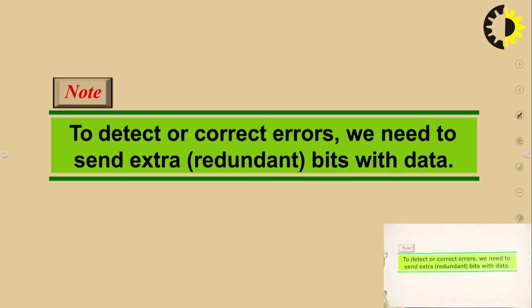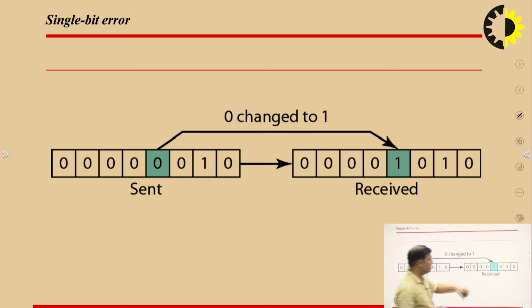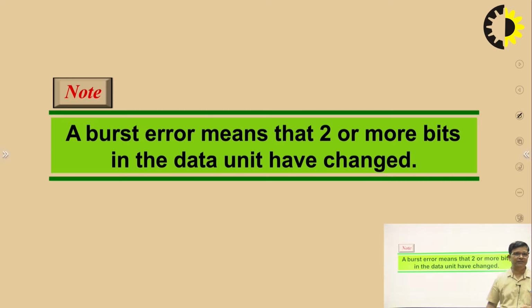To detect or correct error, we need to send extra bits. What are they? How can we ensure that this data has got this particular error? To detect this type of error, we have to include some extra bits, which can be treated as redundant bits, or duplicate bits. Like for example, this can be a redundant bit. We will learn what a redundant bit is, how to apply it, and how to correct and detect the error in later slides.